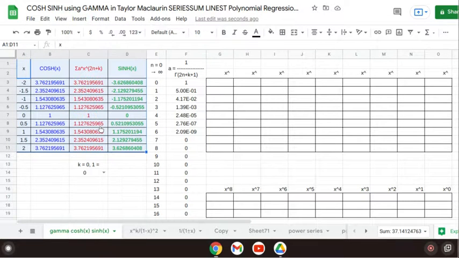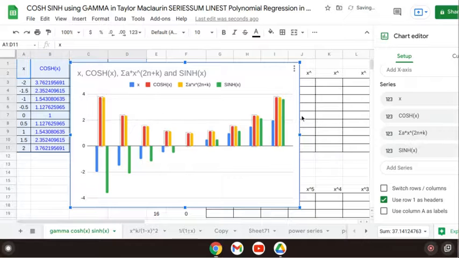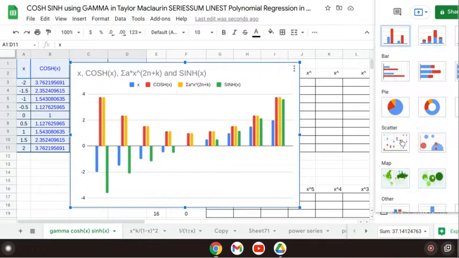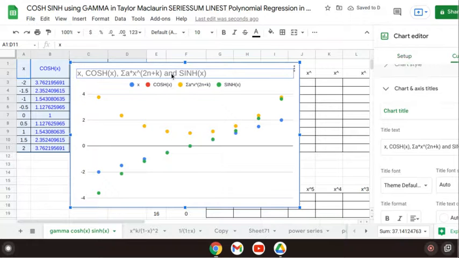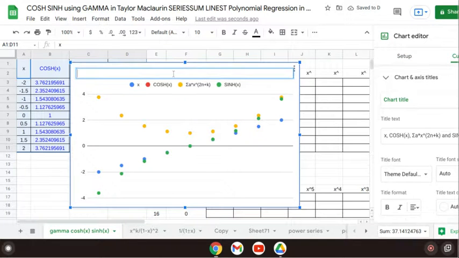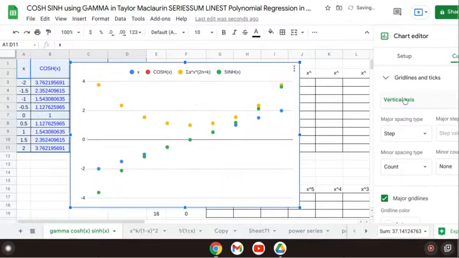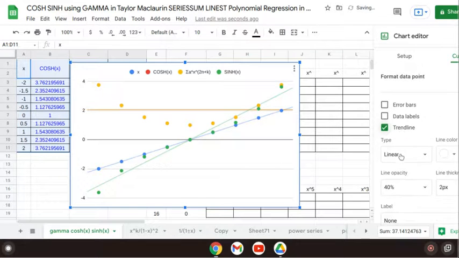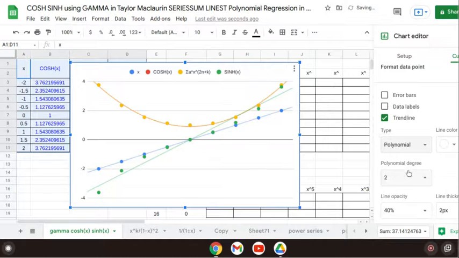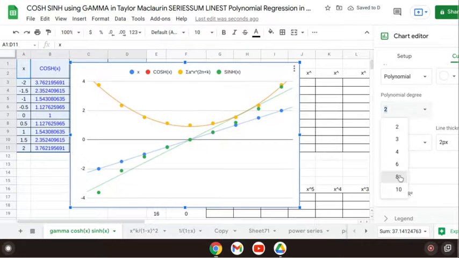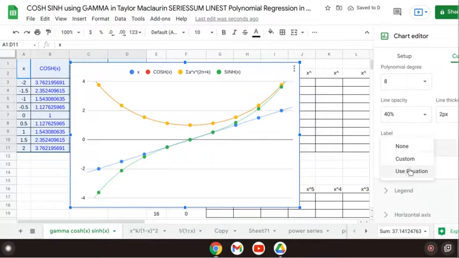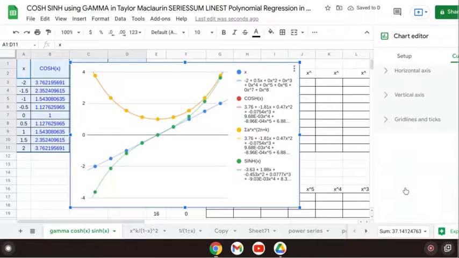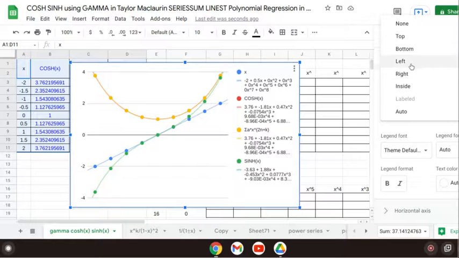Insert chart, and we use scatter chart. We remove the title because we're going to use the equation as label. So for the trend line, we use polynomial to the 8th degree, and for the label, use the equation. For the legend, position at the bottom.